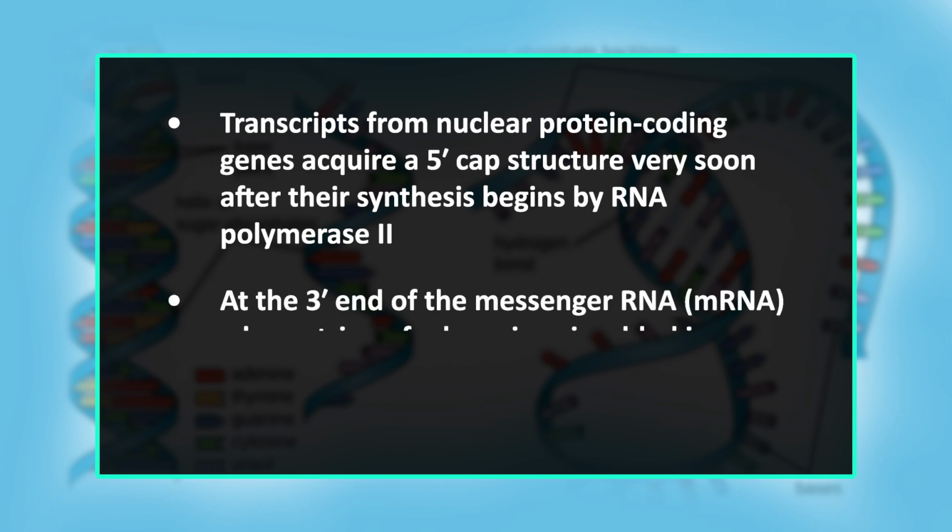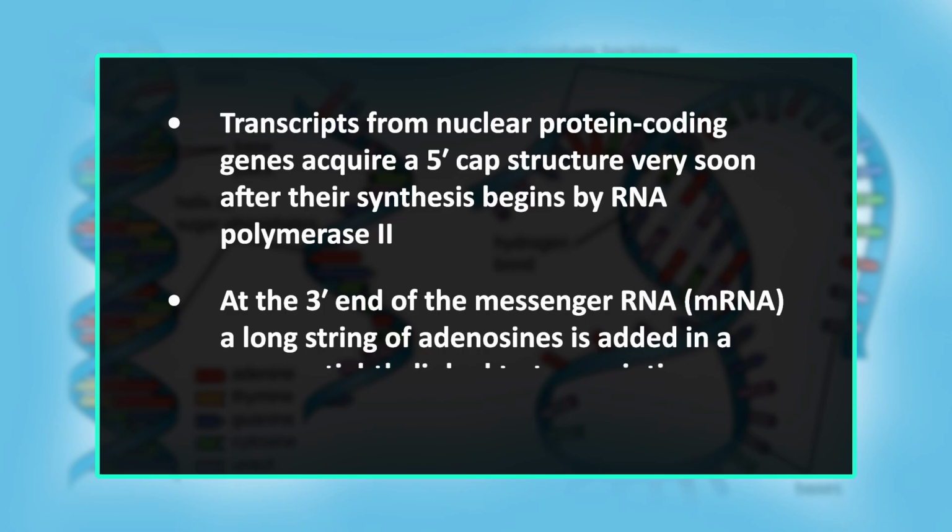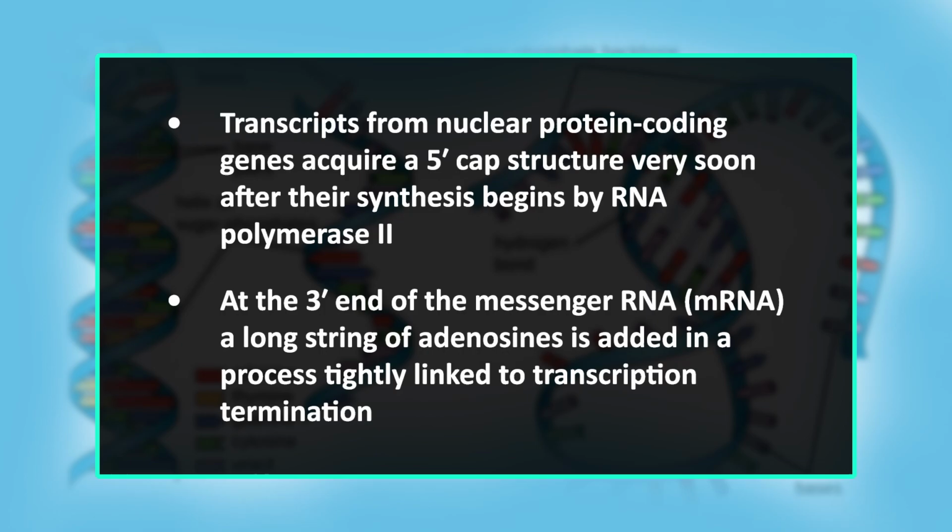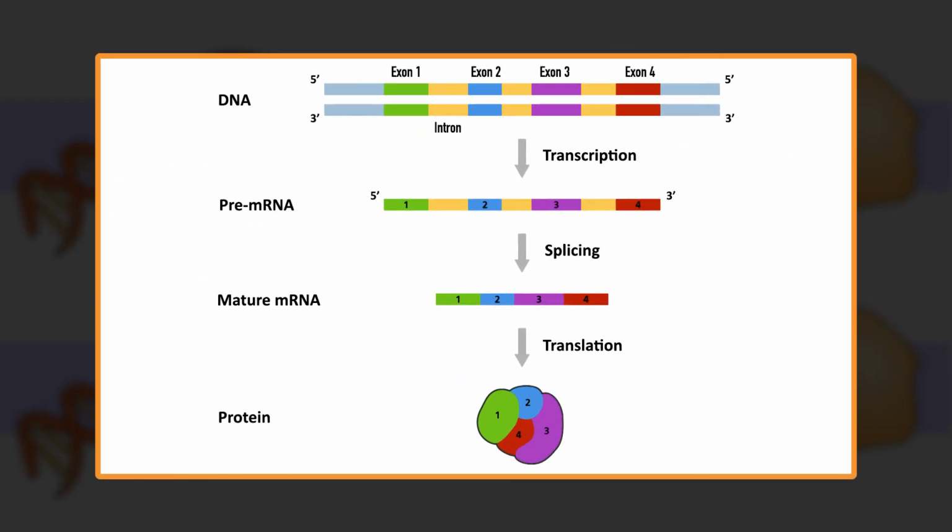At the 3' end of the messenger RNA, a long string of adenosines is added in a process tightly linked to transcription termination. Finally, maturation of most eukaryotic mRNA precursors requires a process known as splicing, in which introns, the internal non-coding segments, are removed and the coding segments, known as exons, are joined to produce functional mRNAs.